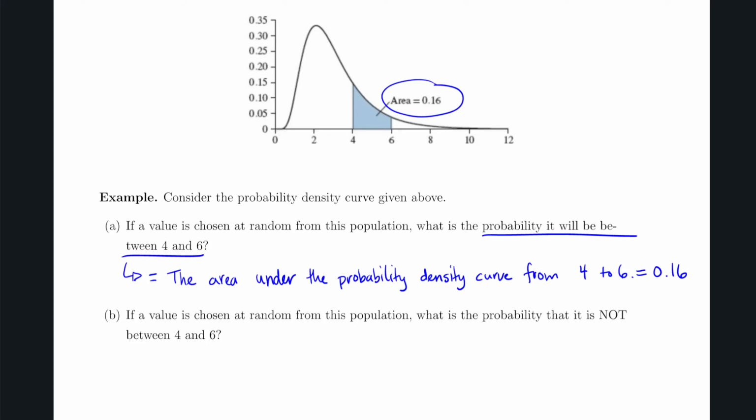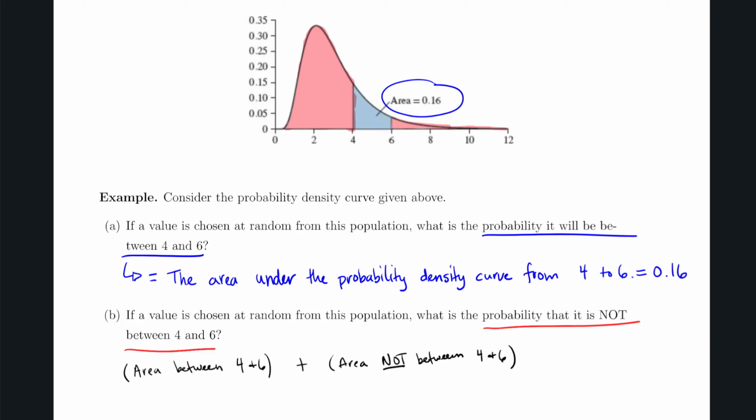Now our next question, if a value is chosen at random from this population, what is the probability that it is not between 4 and 6? So not between 4 and 6 means everything except 4 to 6. And that's what you can see now highlighted in the graph at the top of the screen. The area that we've highlighted are the values that are not between 4 and 6.